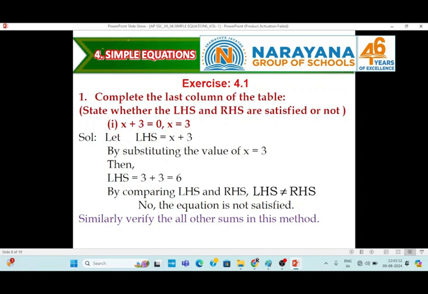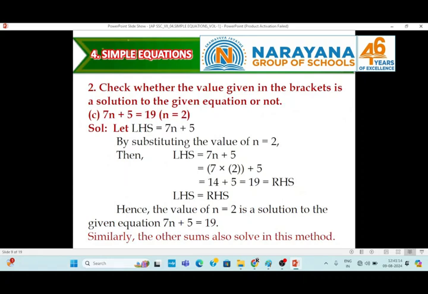Now, the second question from the second Roman. Check whether the value given in the brackets is a solution to the given equation or not. So here I consider the third one: 7n plus 5 is equal to 19. Here the value of n given in the bracket is 2.